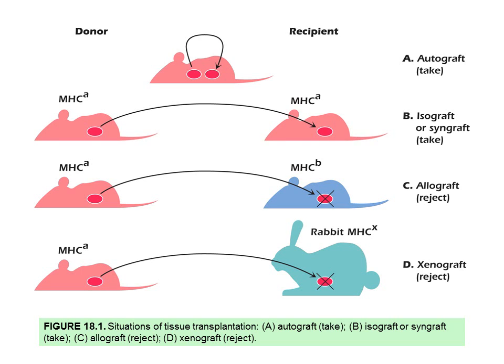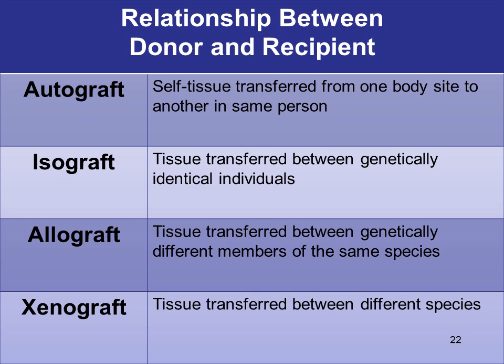Now, if you want to have a graft across species, like giving from mice to rabbit, of course, it's called a xenograft. It will be rejected. Now, these are the terms you should try to remember: autograft, isograft, allograft, and xenograft. That's what we previously mentioned. Now, the next question is why and how the graft gets rejected.